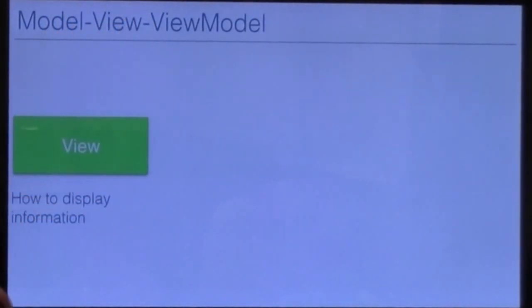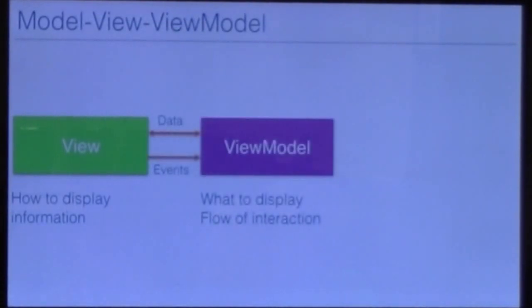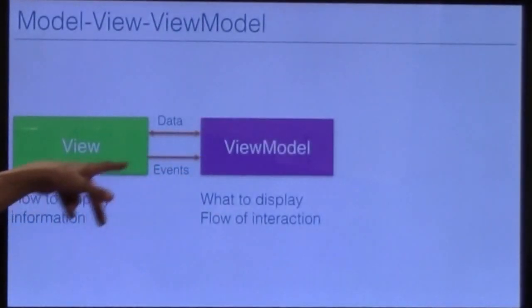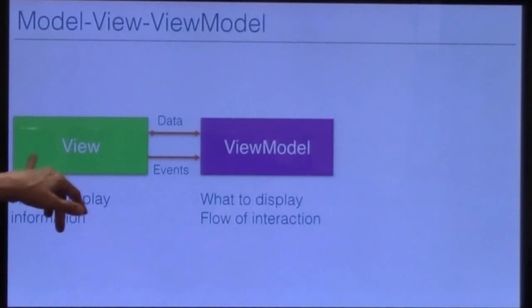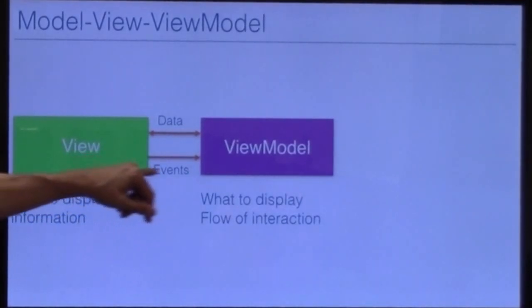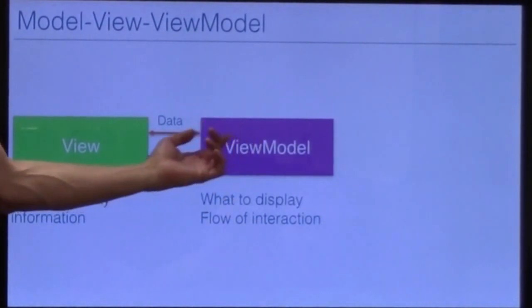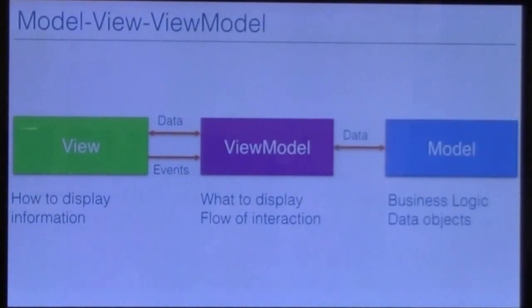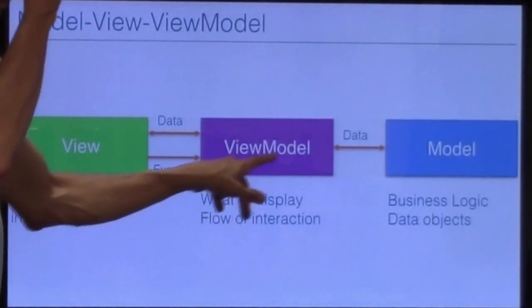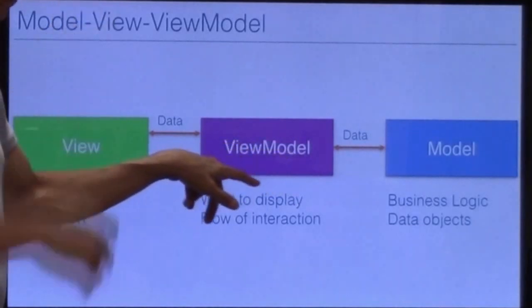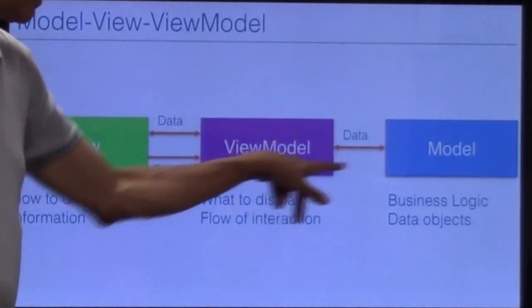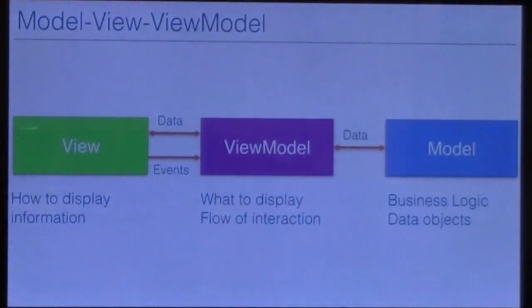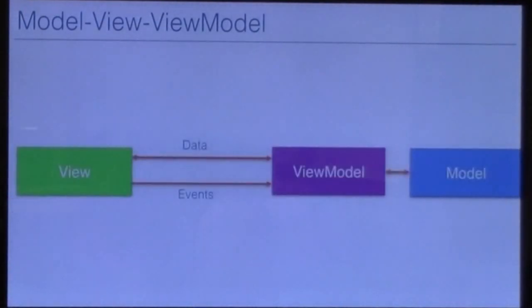So as it says here, view is how to display the information. View model, what to display, flow of interaction. As you'll see here, it basically shows what happens. The view is sending events, I clicked a button, I entered some text, to the view model. The view model is sending back potential data to be displayed. They come over here, and then the view model just sends data back and forth to the model, although actually you can have some sort of pseudo links going that way too. But the whole idea is to separate these things out to allow reusability.